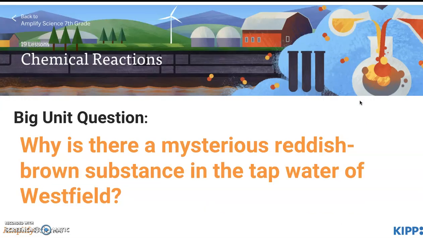The Chemical Reactions unit has 19 lessons. The big unit question is, why is there a mysterious reddish brown substance in the tap water of Westfield?